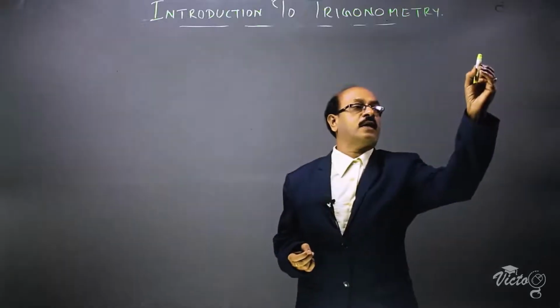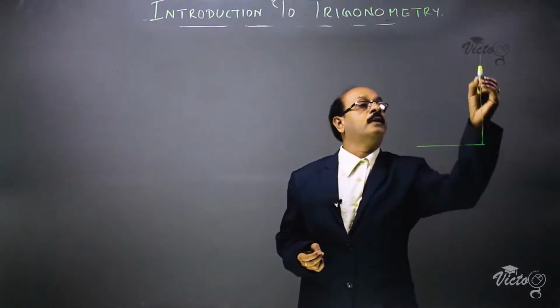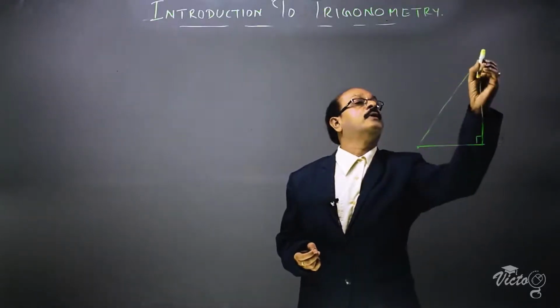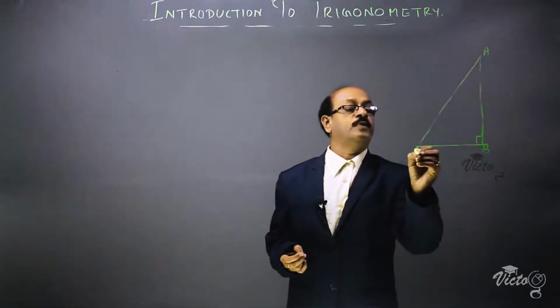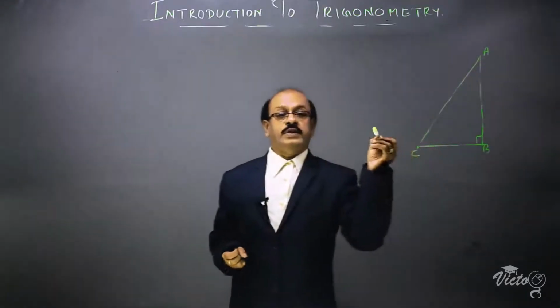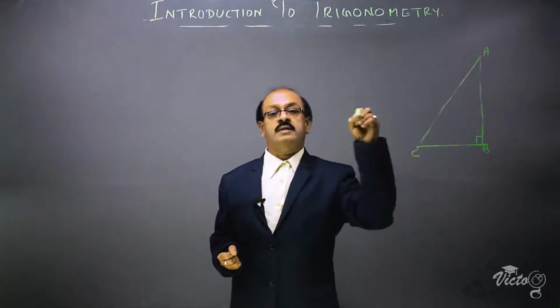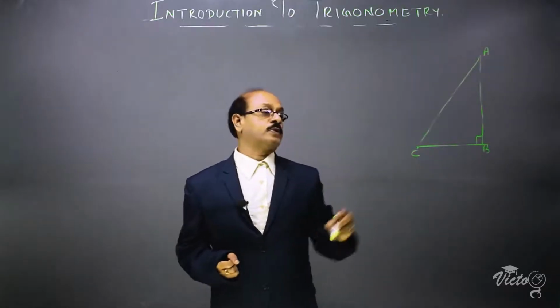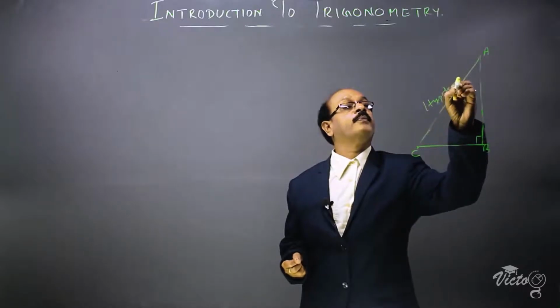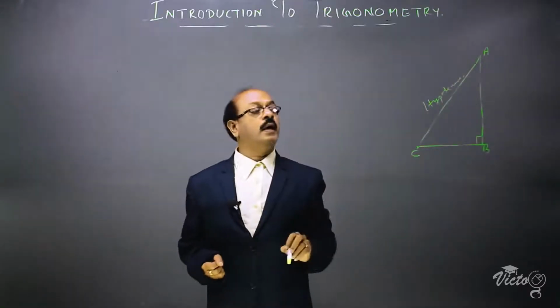See, here is a right triangle. Here it is 90 degrees. Triangle ABC, which is right-angled at B. The side which is opposite to the right angle is called the hypotenuse. Here AC is the hypotenuse of the right triangle ABC.